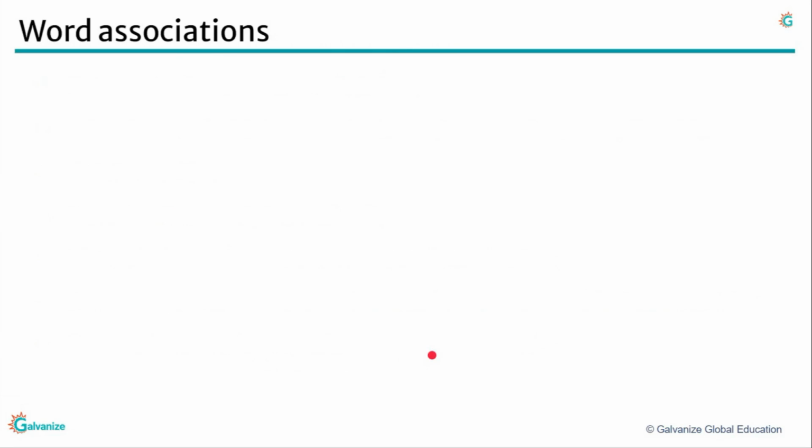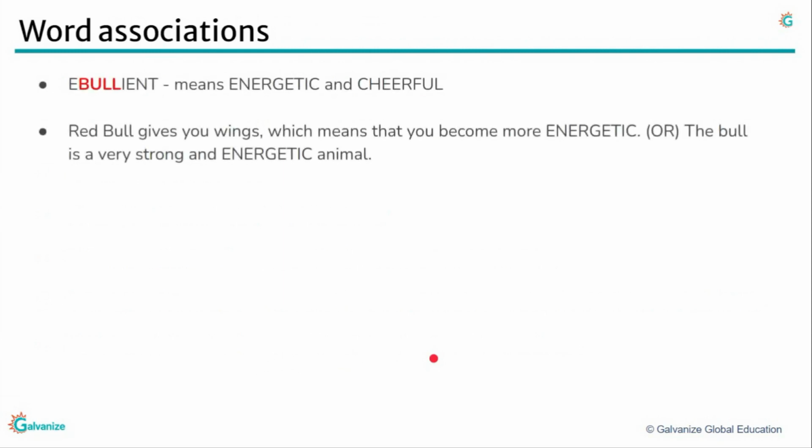Now, moving to strategy number 3, we are going to look at word associations. Sorry, this is the continuation of the previous strategy. So here, ebullient means energetic and cheerful. This is yet another example. This is not exactly a mnemonic, but here you are going to look at words within words.